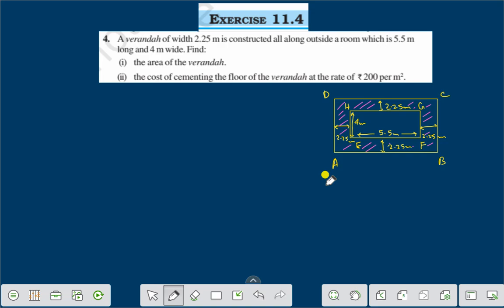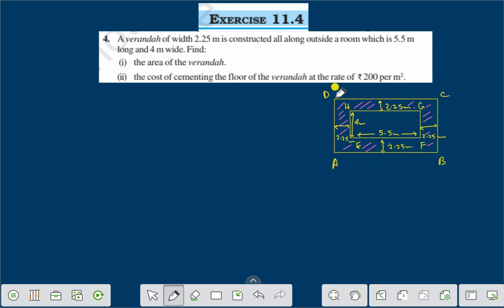Hello everyone. Today I shall discuss exercise 11.4 question number 4. A veranda of width 2.25 meter is constructed all along outside a room which is 5.5 meter long and 4 meter wide. Find the area of the veranda. The cost of cementing the floor of the veranda at the rate of rupees 200 per meter square.